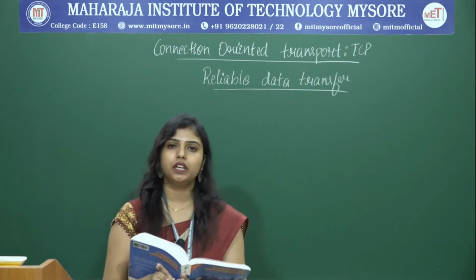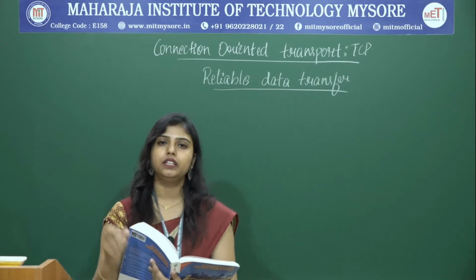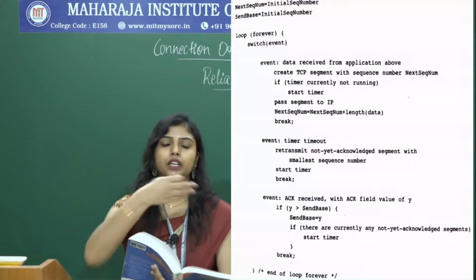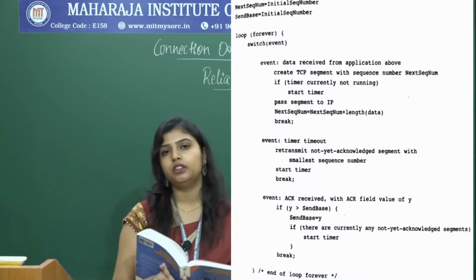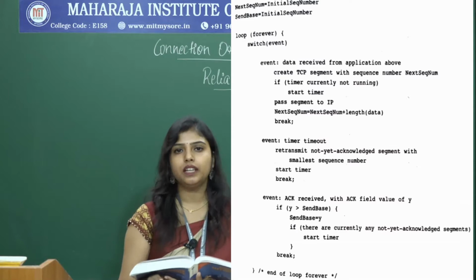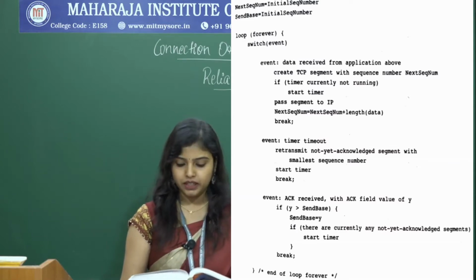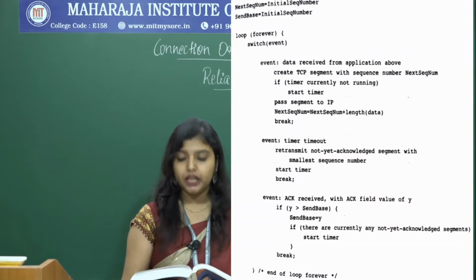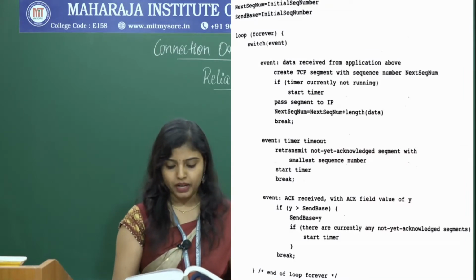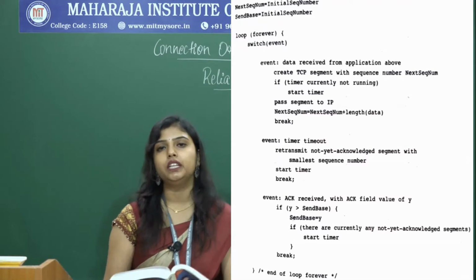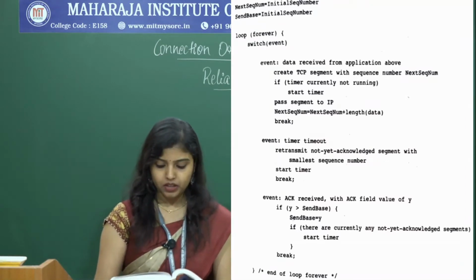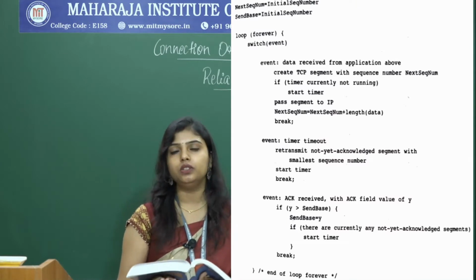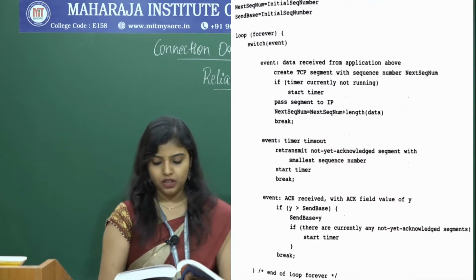First, we are going to study a TCP sender, a description of how TCP provides reliable data transfer. Here is the simplified version of the TCP sender. Here they have considered two variables, next sequence number and send base. Next sequence number is initialized to initial sequence number, and send base is also initialized to initial sequence number.